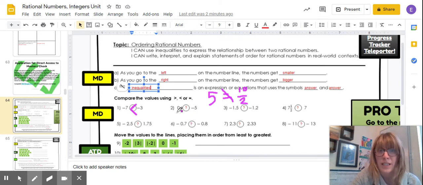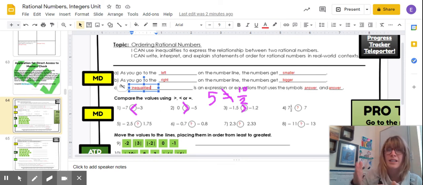But as we move along, we could say 0 and -5. 0 is bigger, right? It's closer to 0 than -5. Then -1.5 and -1.2. Which is further away from 0? Well, 1.5 is further away from 0 in the negative direction. So you can kind of see that you want to ask yourself which is further from 0.